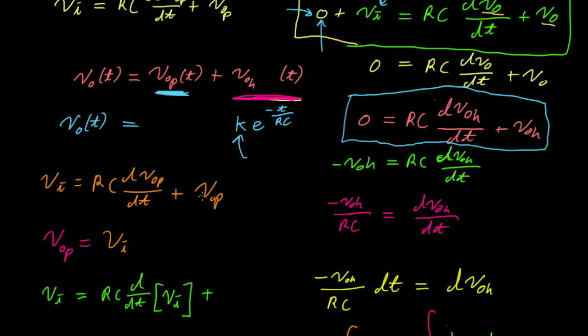And then we're going to add on just VOP, but we're replacing VOP with VI. So I add on VI. So now, pretty much VI is equal to VI. That's pretty straightforward, that we now just have the constant VI over here. But now we have RC times the derivative of VI. And keep in mind, for these types of problems that we're going to do, VI is just a constant. It's like we add a 5-volt constant source.